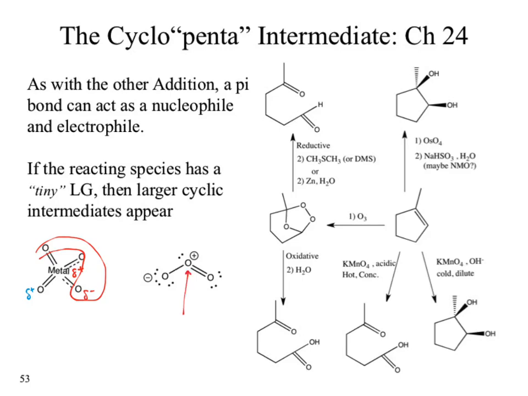Can that center oxygen act as an electrophile? What is the definition of an electrophile? Accepts electrons. Can that oxygen accept electrons from an external source? No. Why not? 2, 4, 6, 8. It already has its octet. It can't accept electrons from an external source.